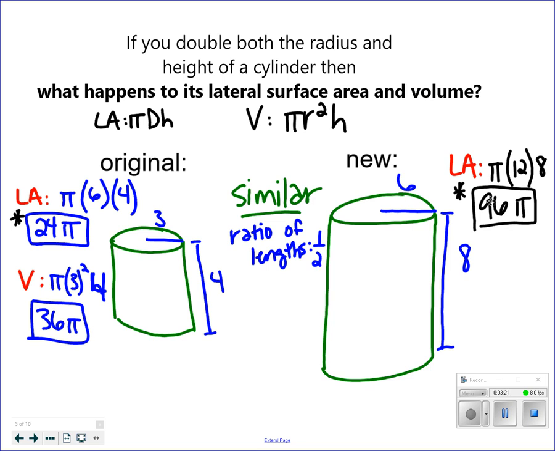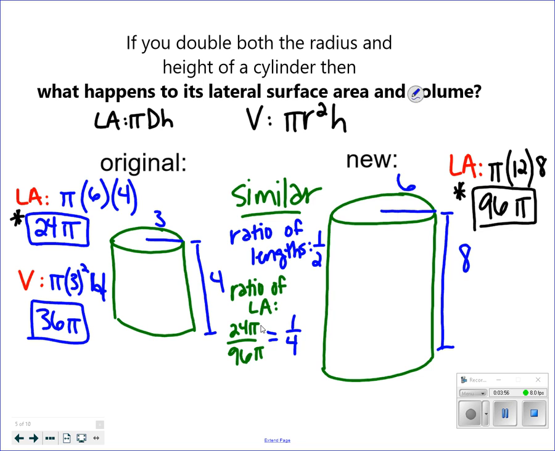Now let's take a look at the ratio of the lateral areas, or just areas in general. So ratio of lateral area. If I were to take 24 pi over 96 pi, and reduce that, what would I get? I would get a 1 to 4 ratio.